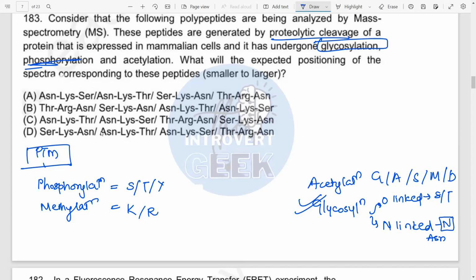Now, the simple answer to this is option B. Why option B? Because notice there will be a breakage wherever a post-translational modification has taken place. So asparagine is where the glycosylation must have taken place. Then you have another asparagine over here, then a threonine where you must have had a phosphorylation, and then again asparagine. Okay, so very simple, not much to think about.